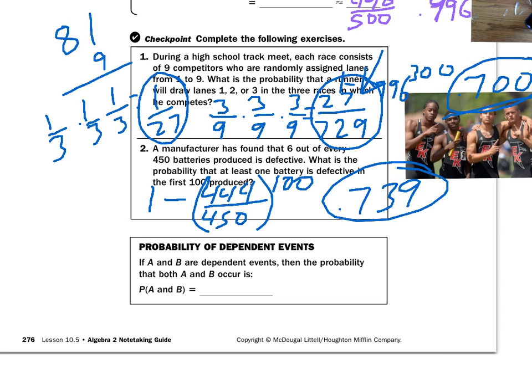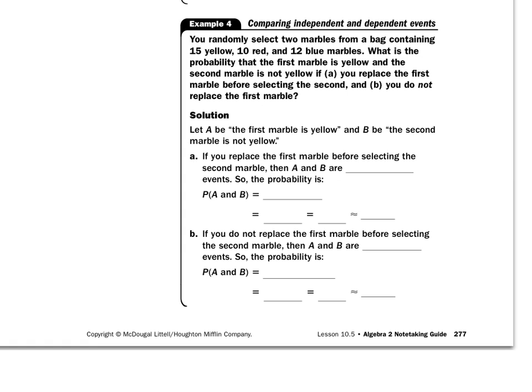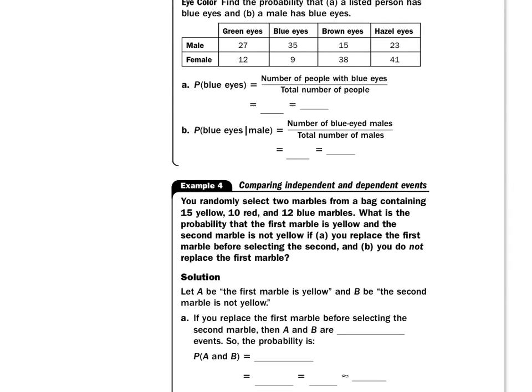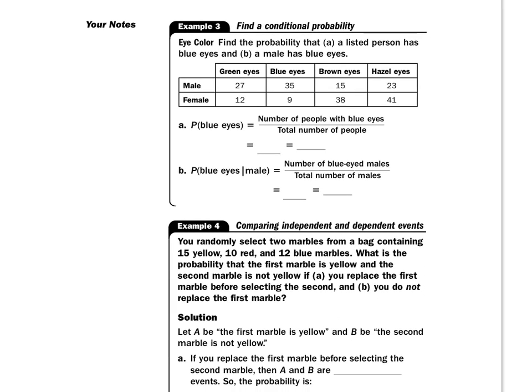Probability of dependent events. The one trick with dependent events is that you are still multiplying them. You still have the probability of A, but when you multiply, you use the probability of B conditional on A. There's a straight up-and-down line that says it's the probability of B, but knowing that A has already happened, so you have to take that into account. So let's take a look at some of those conditional probability events.